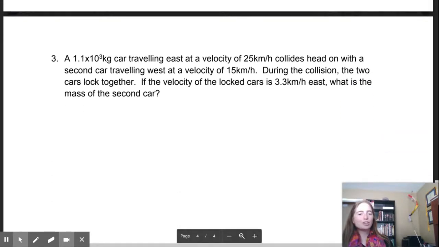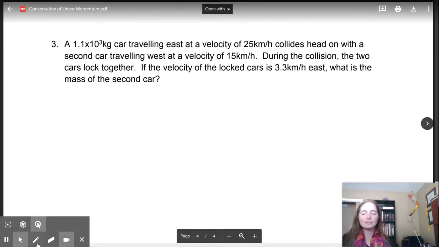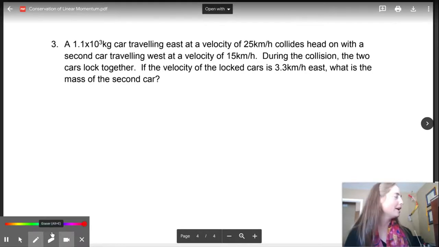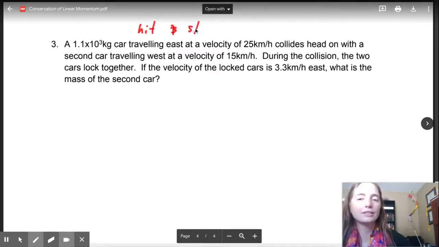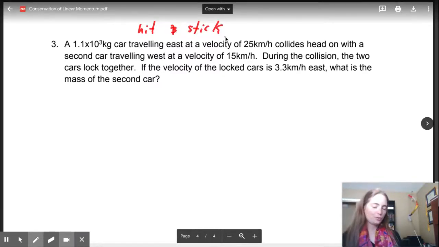Okay, ladies and gentlemen, this is the last question we'll be looking at for this particular video. And by process of elimination, we are left with our last strategy. So I'm just going to label this one now. This is what I like to call a hit and stick. So that means your two objects are going to collide and they're going to stick together. And then they're going to wind up going one way or the other. Okay, so this one also has some of its nuances.